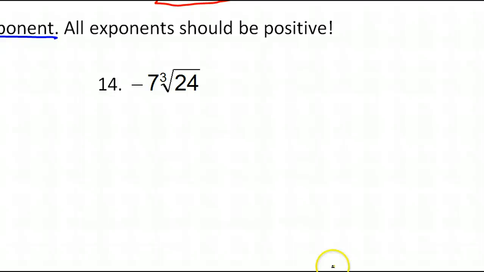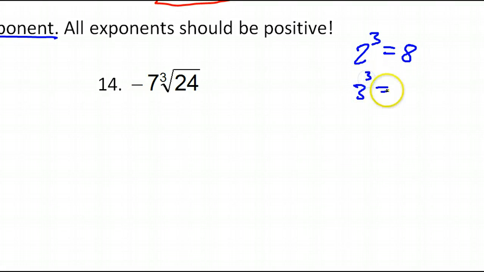Number 14. Well, that -7 out front is just going to be sitting there for a while. But the cube root, 24 is not a perfect cube, and also the calculator won't help us. But again, the first few perfect cubes are 2 to the 3rd power, so 8 is a perfect cube. 3 to the 3rd power, so 27 is a perfect cube. That's already too big to divide evenly into 24. So it's 8 or nothing. It's the only thing we got as far as a perfect cube.